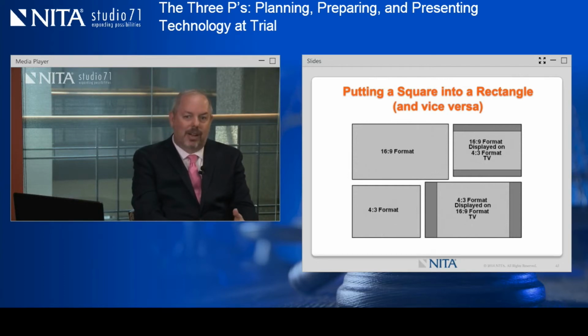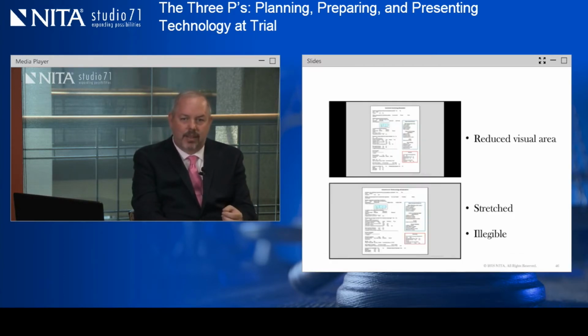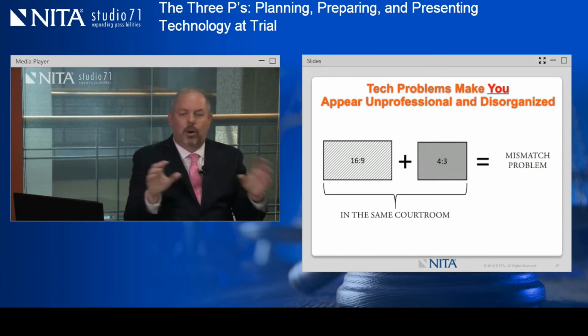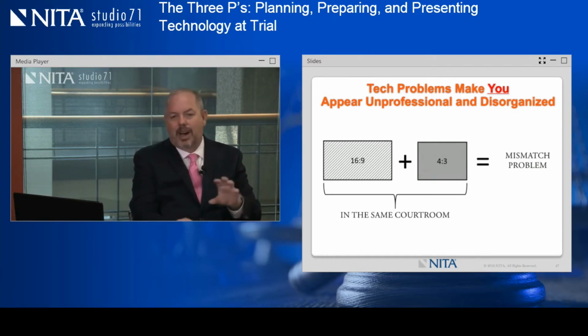I can't tell you how many trials I go to where you simply can't see the other side's presentation due to bad configuration and planning. And this is what documents look like when they're stretched or if there are bars on the side. You minimize the viewable area, making it not viewable from across the room, or it's stretched and it's just illegible. And a lot of that is because you have courtroom environments that have two different kinds of monitors, and it either stretches or puts bars on the monitors, and it really messes with how your presentations look that you've spent so much time on.